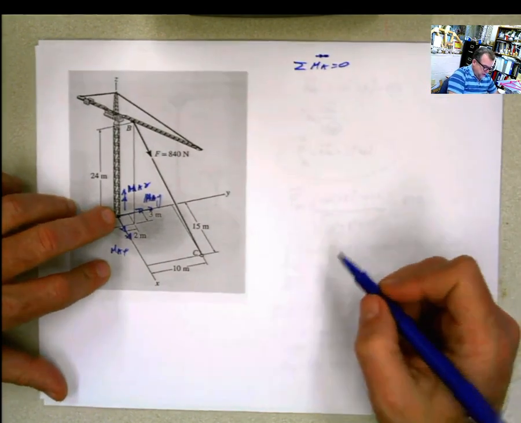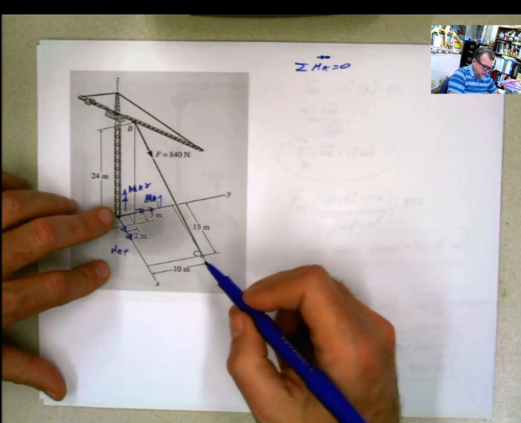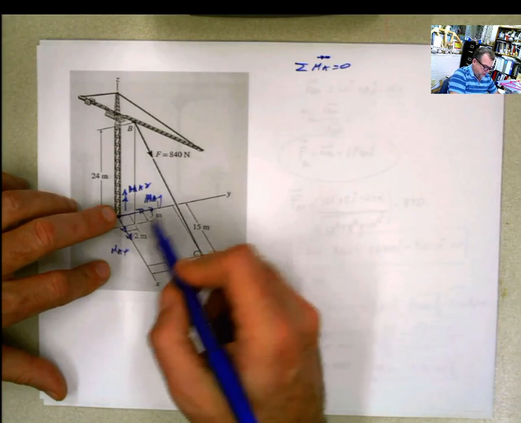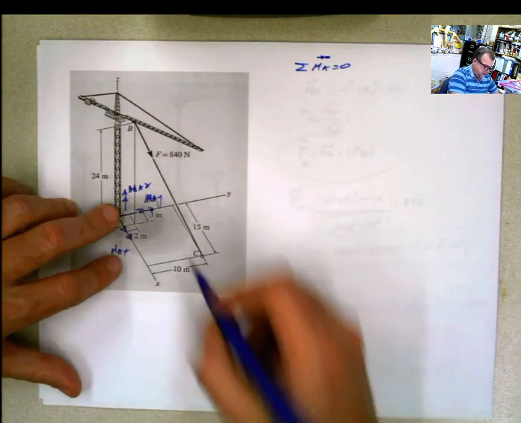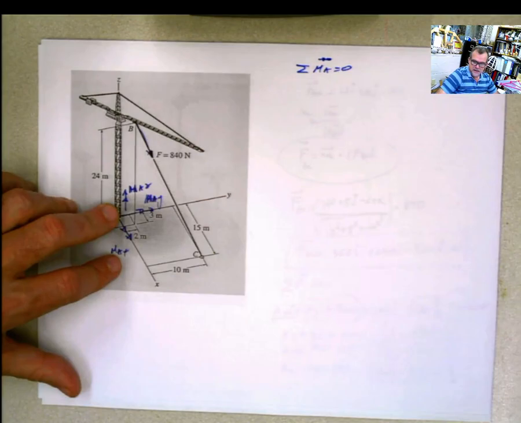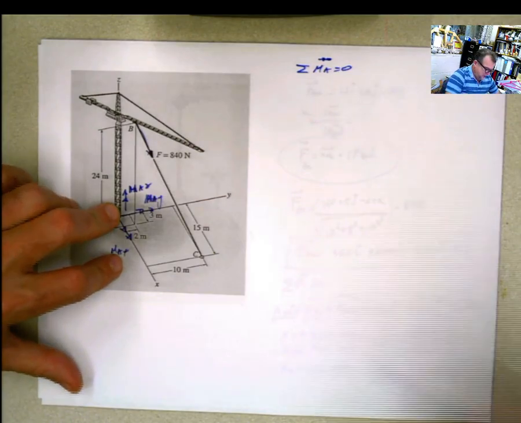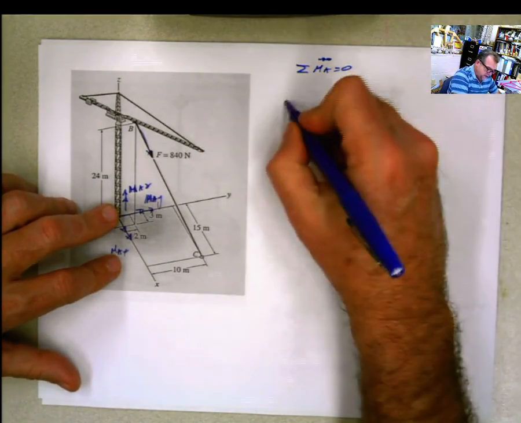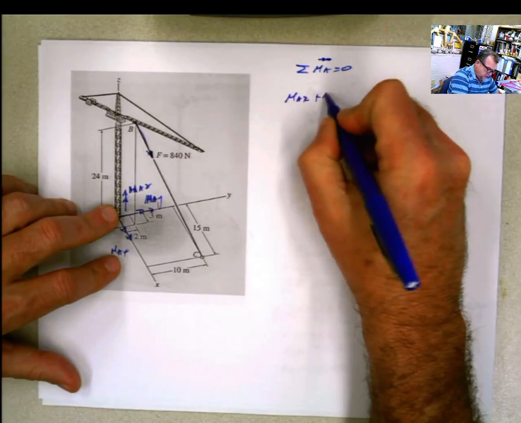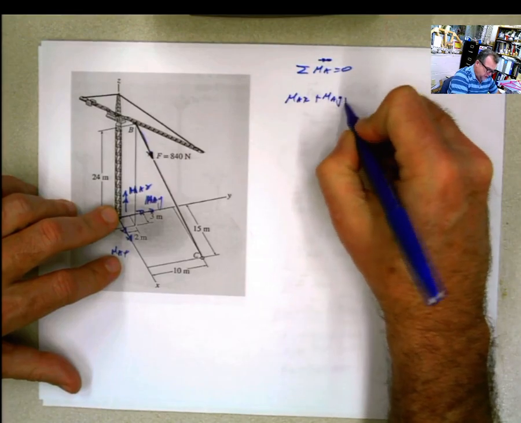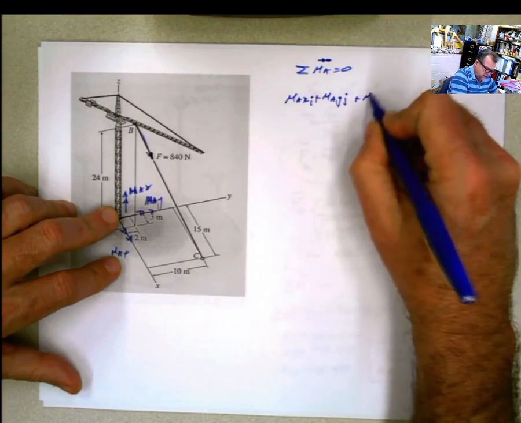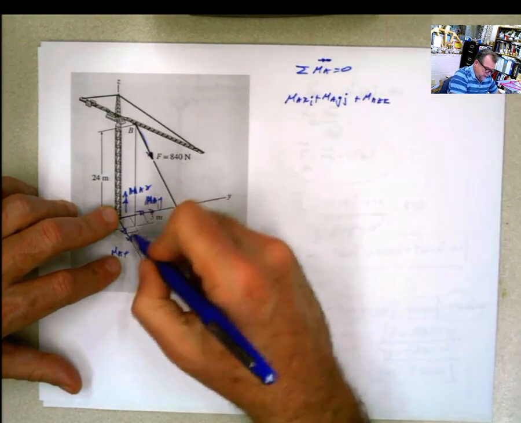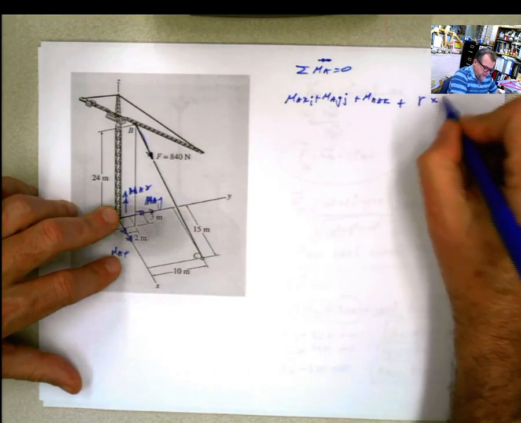If I do that, the three forces Ax, Ay, and Az are not going to produce moment with respect to that point, only the three moments for the fixed base, and then I have this distance here. What is that distance? Well, it depends, because remember, I can say MAx i plus MAy j plus MAz k, the three moments, plus R cross F.